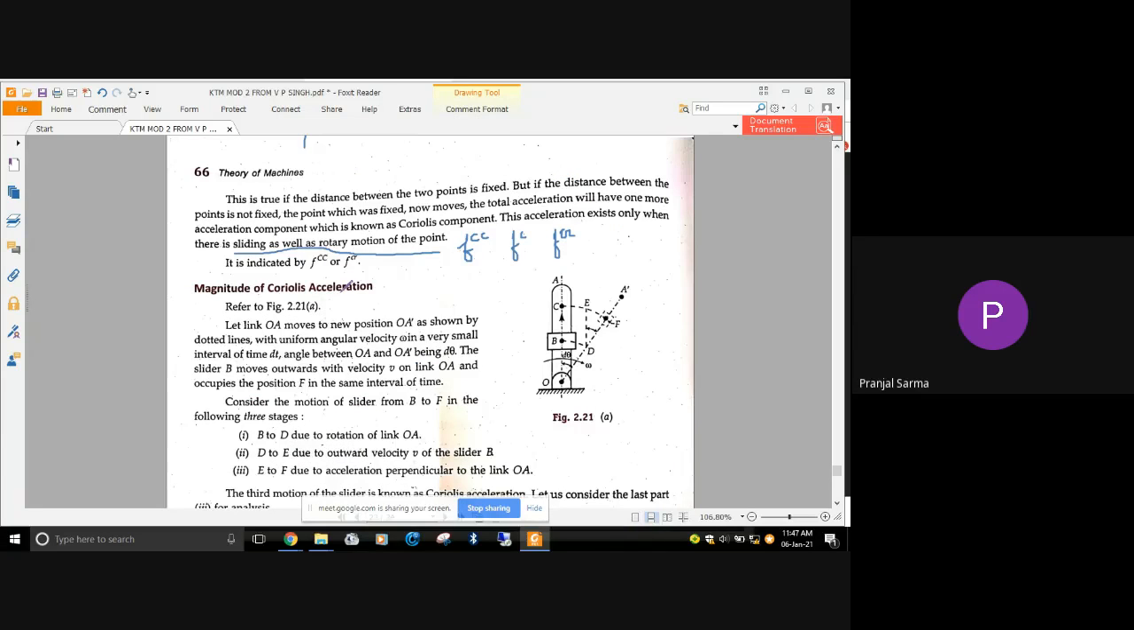So maybe about this Coriolis component as well as some problems with respect to acceleration analysis, we'll be going through in more detail in the next class. So up to this much we'll stop here for today. Let me know whether today's discussion you have understood or not.